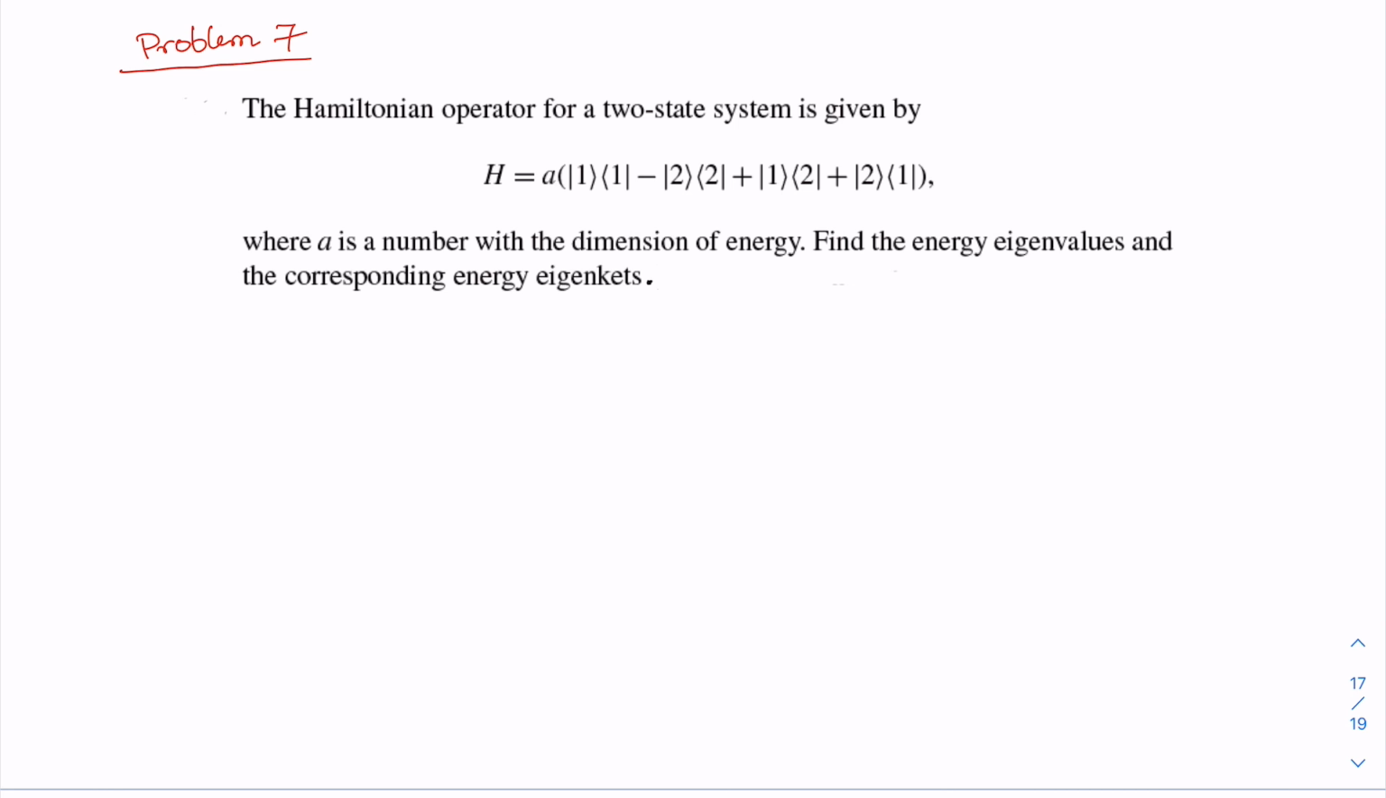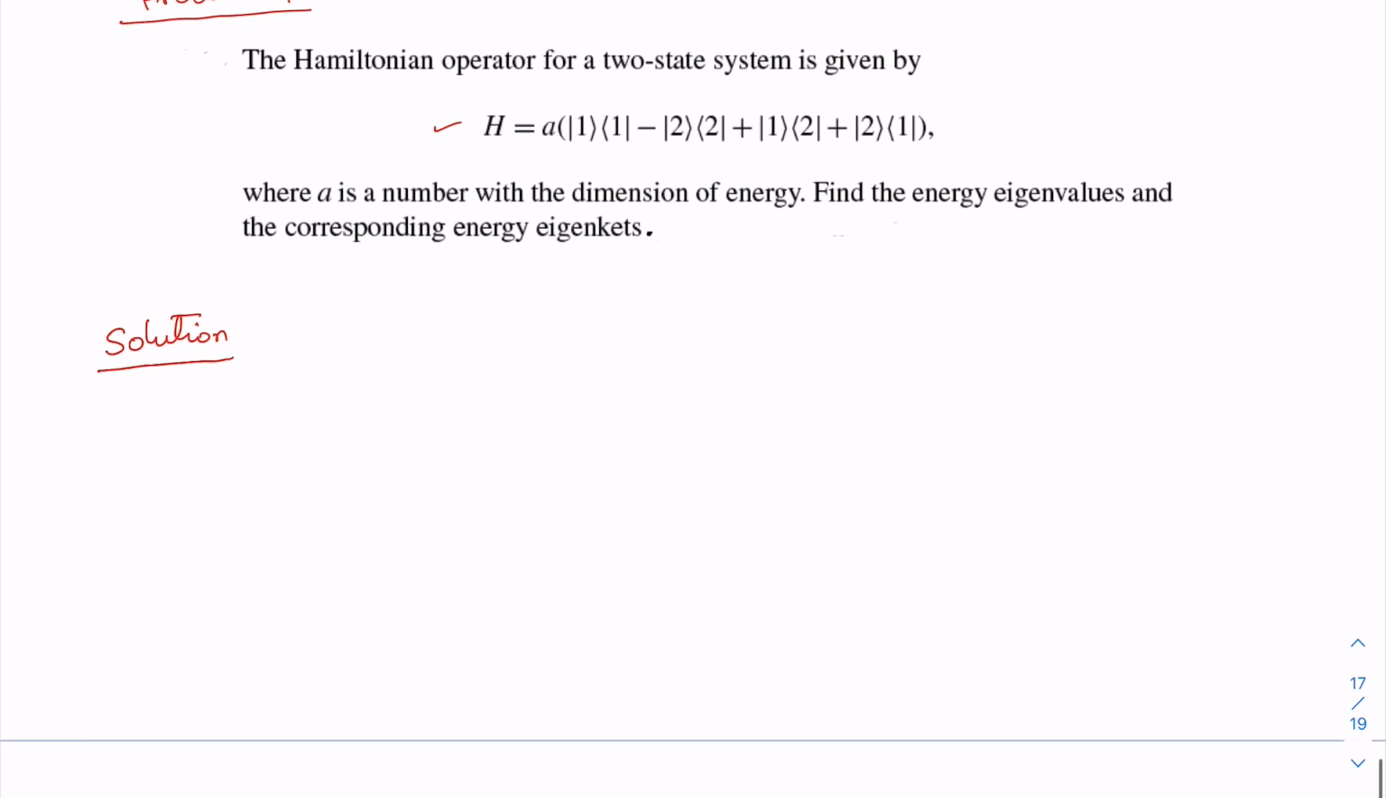The Hamiltonian operator for a two-state system is given by this Hamiltonian, where A is a number with dimension of energy. You are asked to find out the energy eigenvalues and the corresponding energy eigenkets. Okay, let us do it. First of all, this problem can be done very easily if we write the matrix form of the Hamiltonian, because this is a two-state system. So the matrix would be a 2 by 2 matrix and its elements would be of this form.